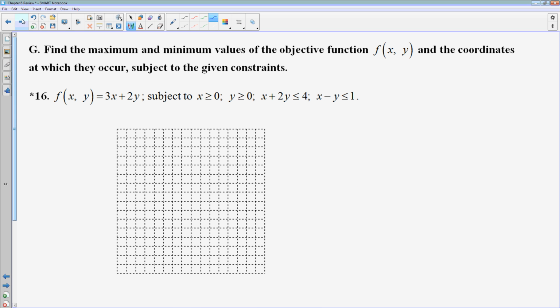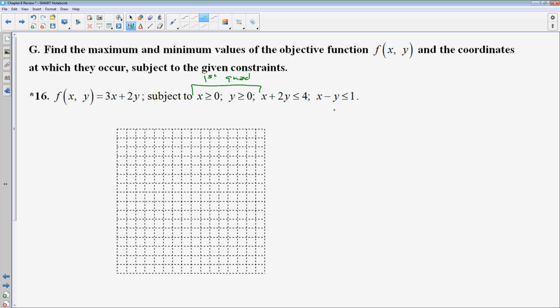So, last section, linear optimization. Remember, what we do here is we need to graph all of these systems of equations. Once we graph them, we find the corners and we plug the corner coordinates into the objective function, which in this case is 3x plus 2y. So let's give this one a shot. Starting with x and y are both greater than or equal to 0, that means I'm looking in the first quadrant.